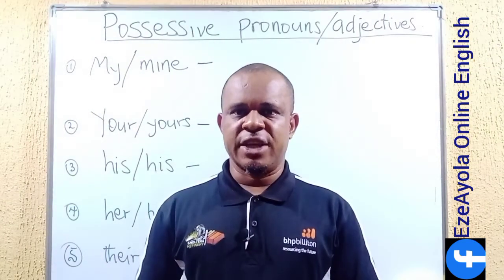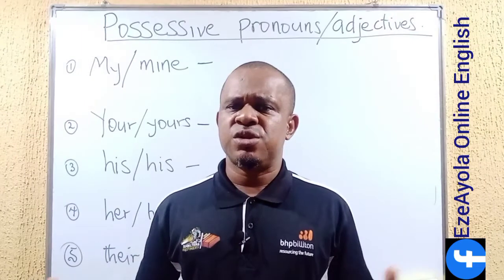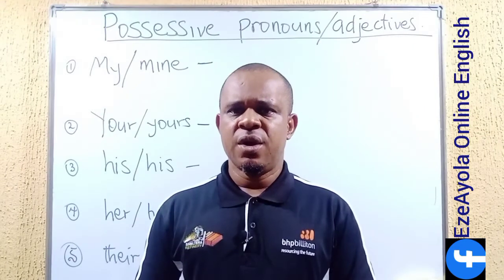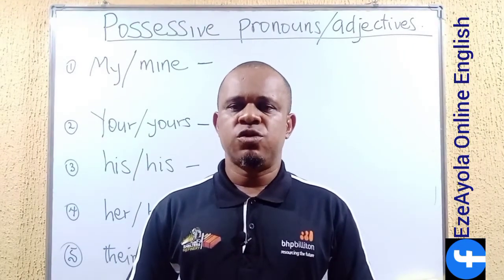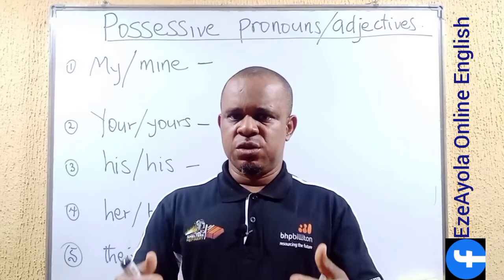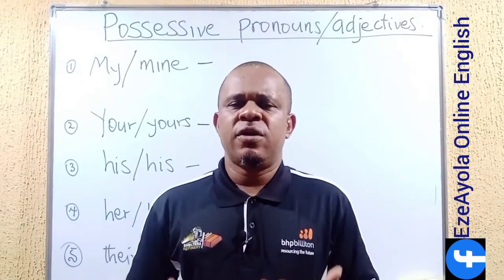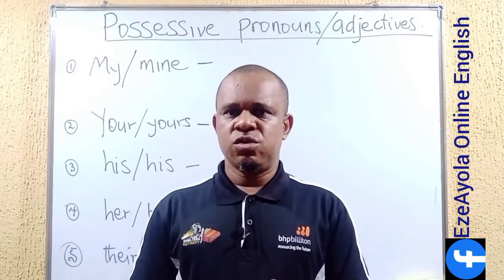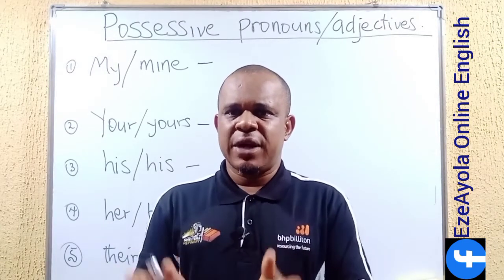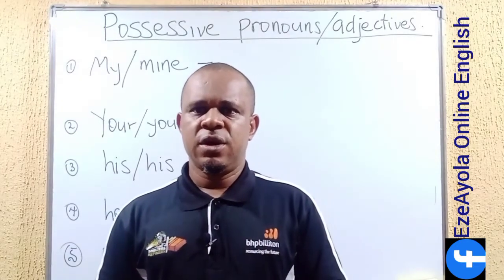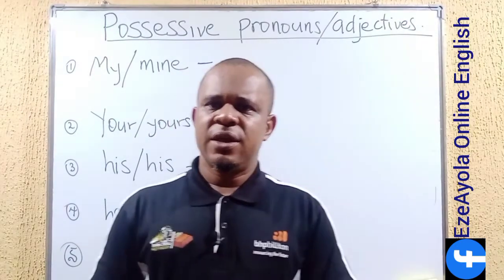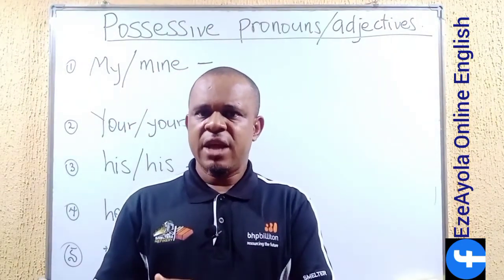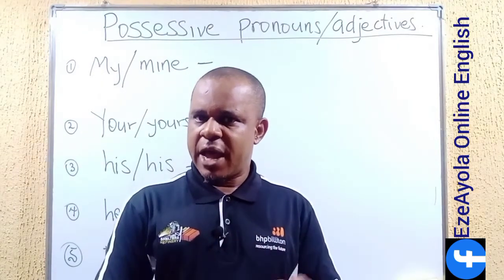In sentences, during expressions, there are times we may choose not to mention particular names we are referring to. We now make use of pronouns. The pronouns are there to avoid what I may call vain repetition of their antecedents, that is, overcoming monotony of words. But in today's tutorial, we are looking at adjectives and pronouns, the possessive types.